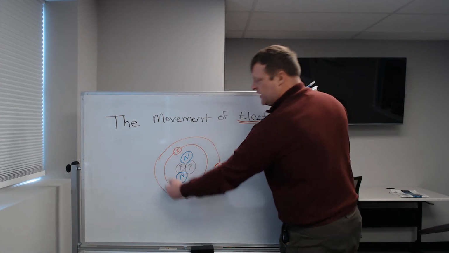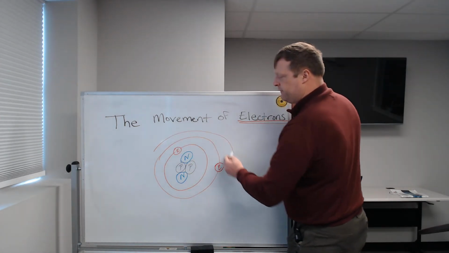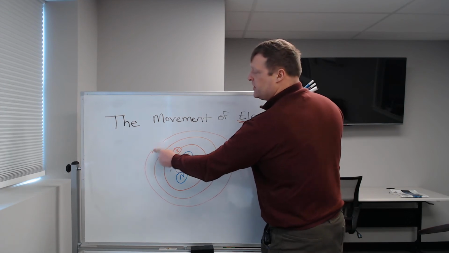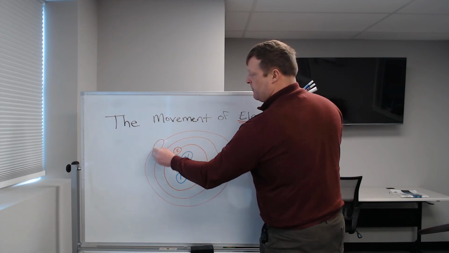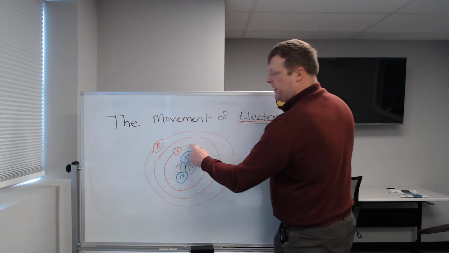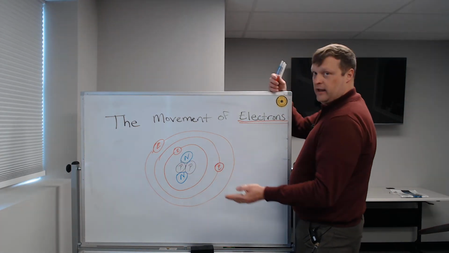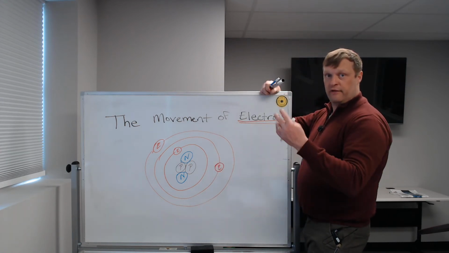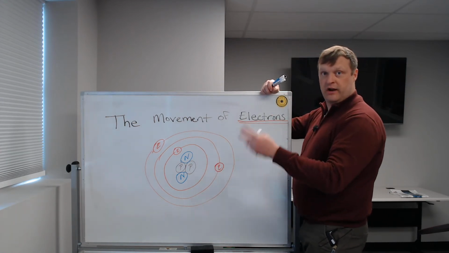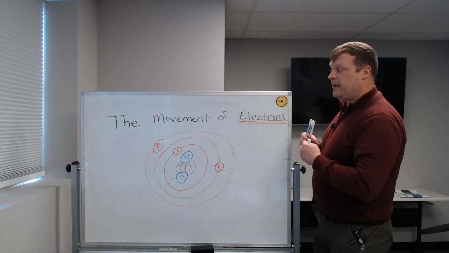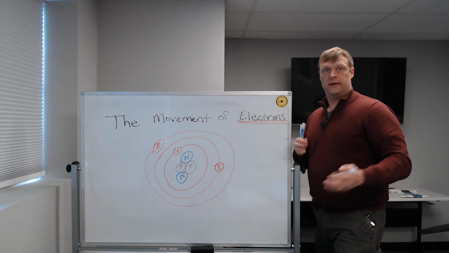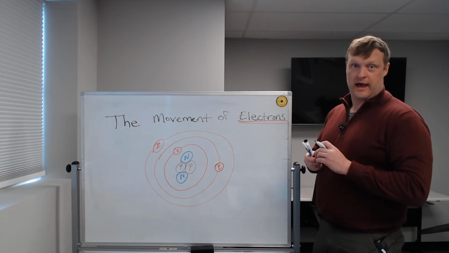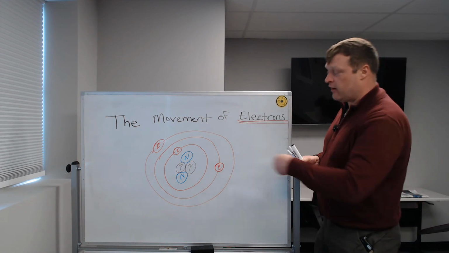These electrons float around, and depending on which element it is, there may be one orbit with one electron. There might be two orbits with 3 or 4 or 5 electrons sharing those orbits. Or there might be 4 orbits with 16 or more electrons floating around.